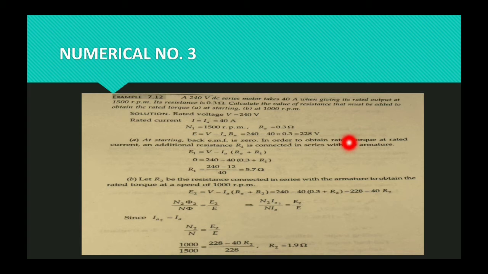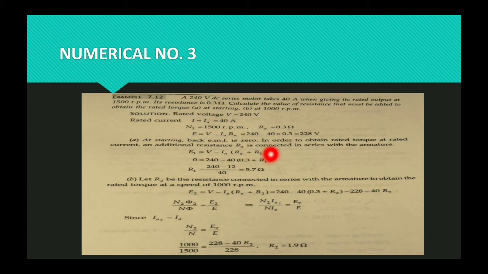Now we have to find the rated torque. Calculate the value of resistance that must be added to obtain the rated torque. So we have to find the value of resistance. At starting, the back EMF is 0. When the motor is at standstill, the armature is not rotating. In static condition, no conductor cuts the magnetic flux, so no EMF is induced in the armature, so back EMF is 0.